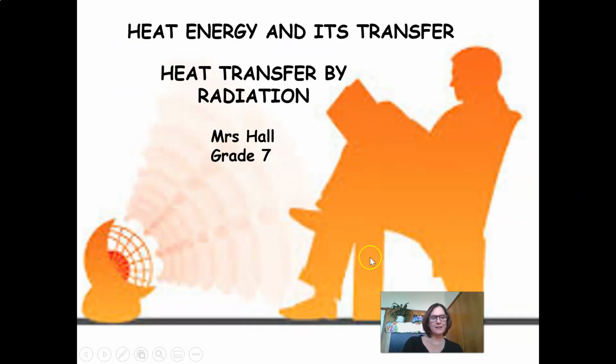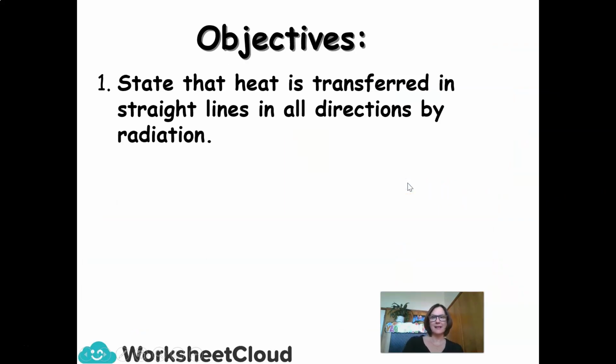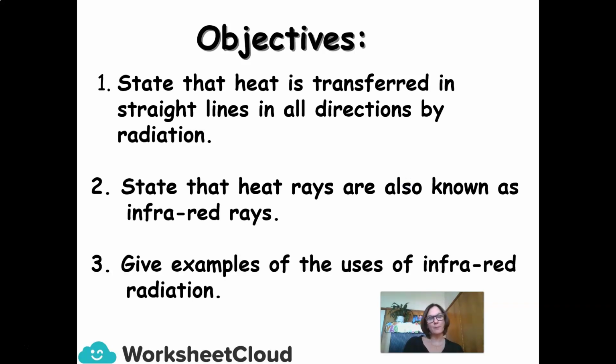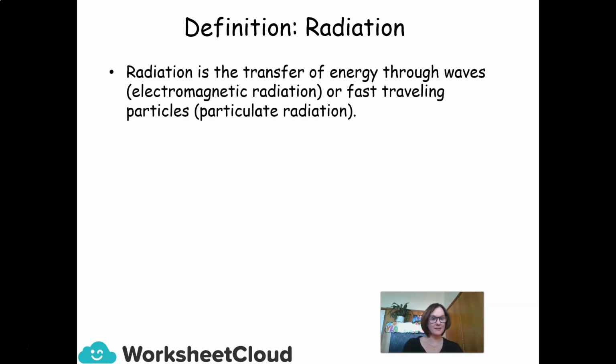So let's get started with today's lesson on heat energy and its transfer. It's a continuation from conduction and convection, and today we are looking at heat transfer by radiation. So the objectives of today's lesson are to state that heat is transferred in straight lines in all directions by radiation, to state that heat rays are also known as infrared waves, and to give examples of the uses of infrared radiation. So let's start with our definition of radiation, Grade 7s.